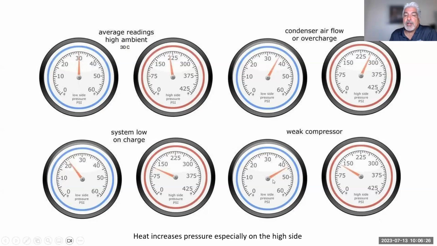But what about a weak compressor? Yeah, we can get weak compressors. So in this case, we can see that we're not generating enough suction. That's what's going on here. We're not sucking down enough, and we're not pressurizing enough. So in this case, the compressor could be the weak link here.